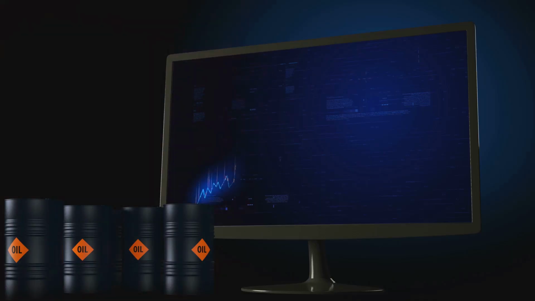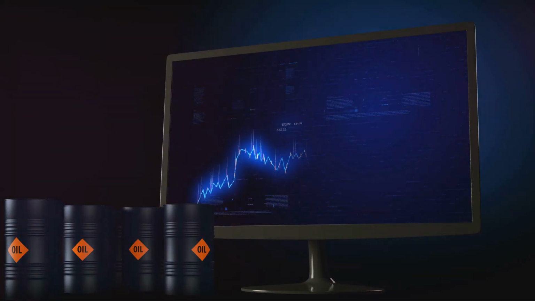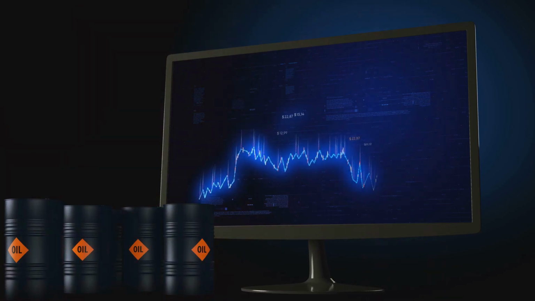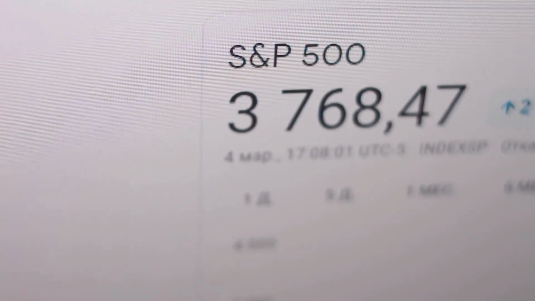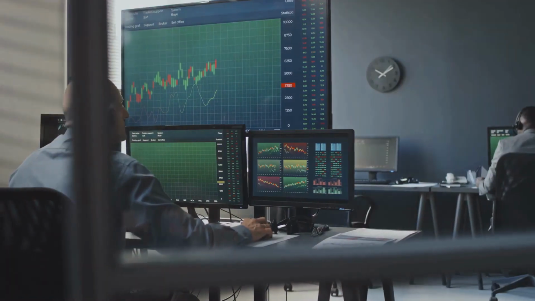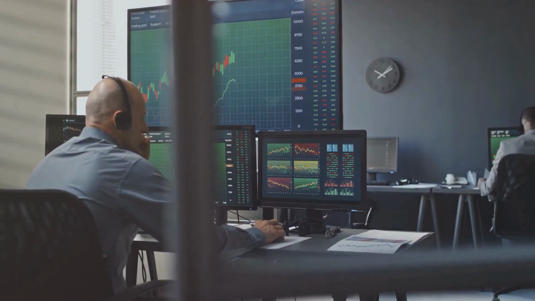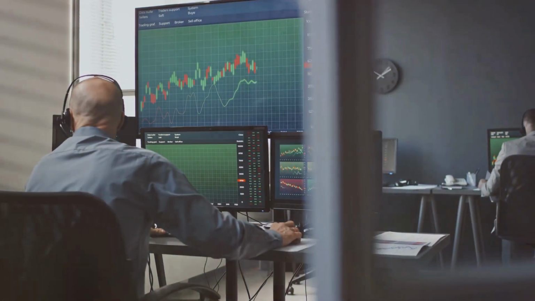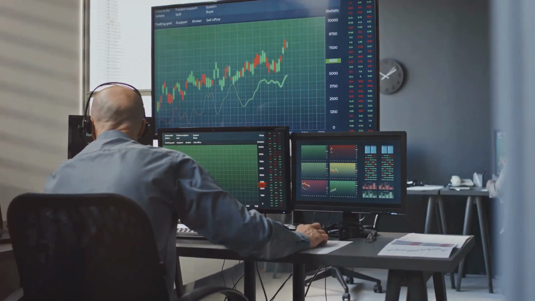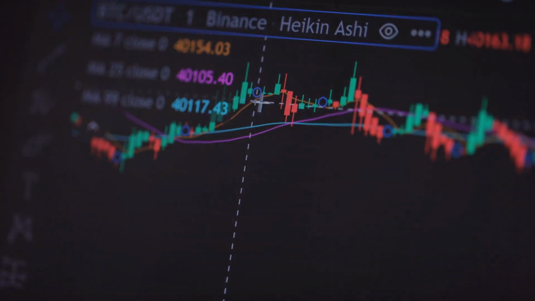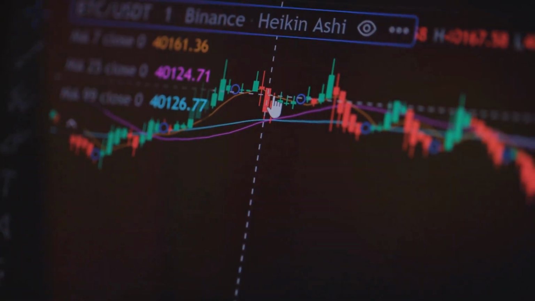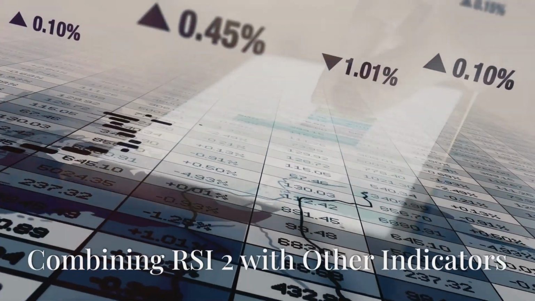For example, it might dip below 25, even if the asset is not genuinely oversold, or it might surge above 75, even if the asset is not genuinely overbought. To adapt to market volatility, it's essential to use the RSI period 2 in conjunction with other indicators and your own analysis. Consider using longer-term indicators, such as the RSI period 14, to get a broader perspective on market trends.